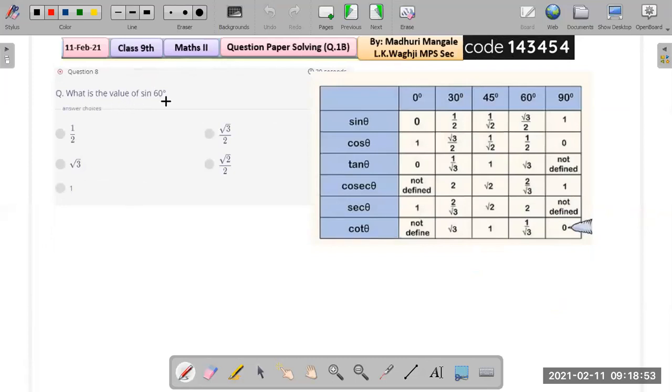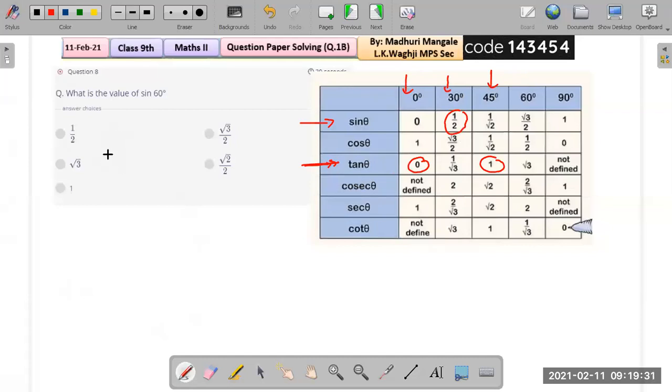What is the value of sine 60? Now again, there are so many questions which are on the table. You need to memorize this table. For example, what is sine of 30? So sine of 30, that's half. What is tan 45? This is a very common question asked. So tan of 45, that is 1. What is tan of 0? So tan of 0 is 0. See, these are very simple and basic questions which are asked in 1 mark question.